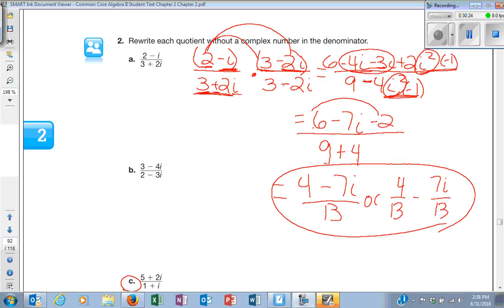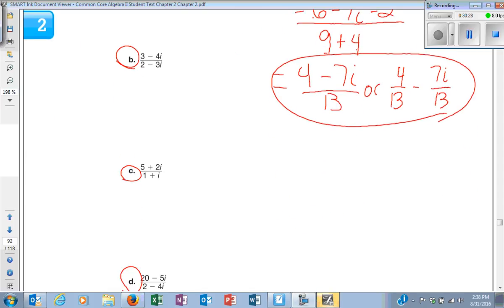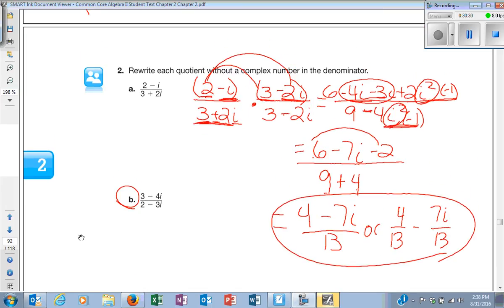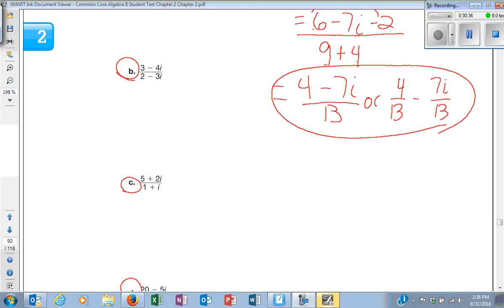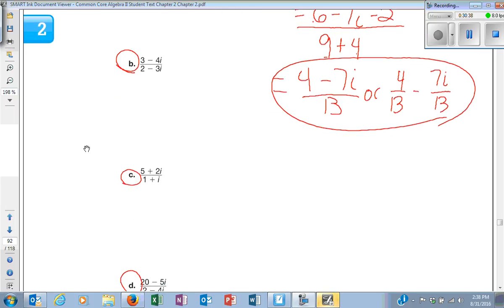Alright, actually I'm just going to let you guys finish that. Try B, C, and D for homework. Again, if you need help, look at what I did for A. This is going to be very similar to this. I'll help you out, get you started with B and C, and hopefully you can finish it off.